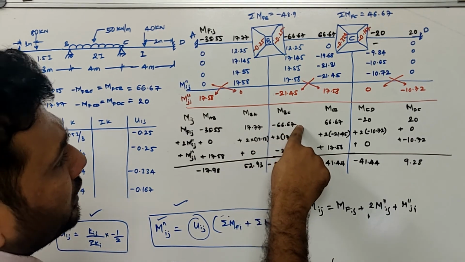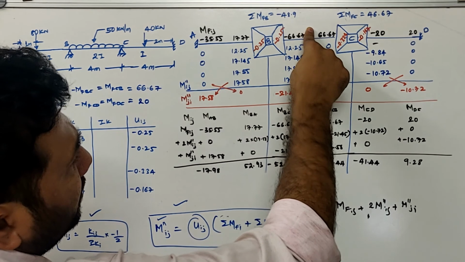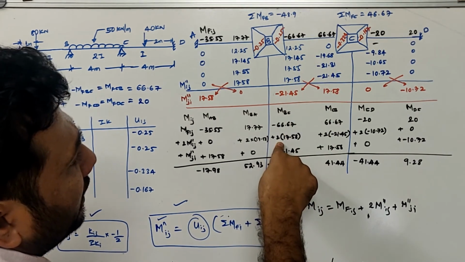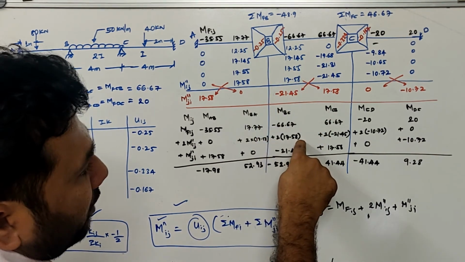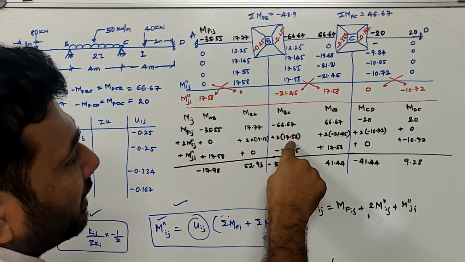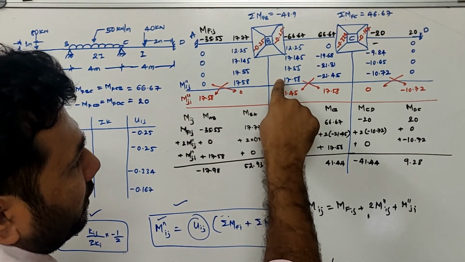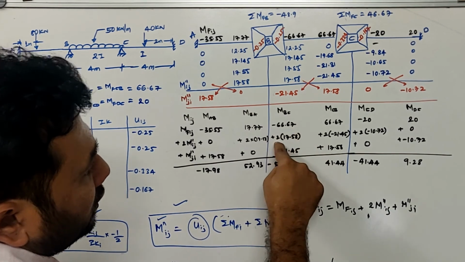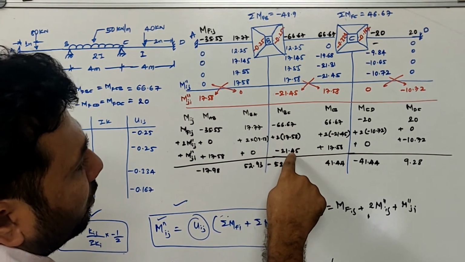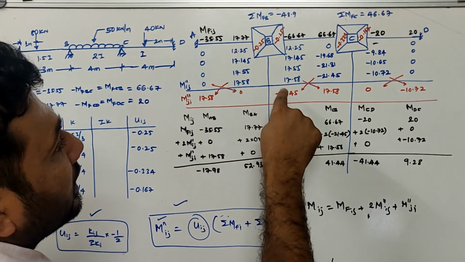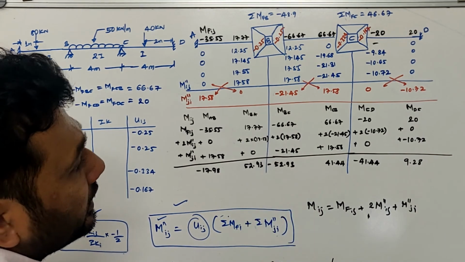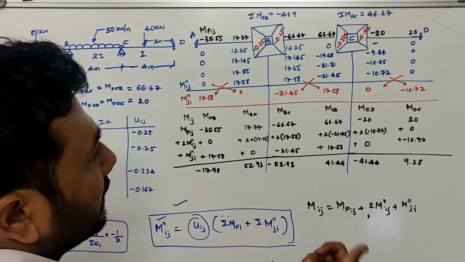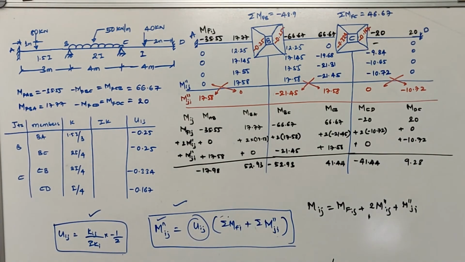Now look at BC. What is the fixed end moment at BC? It is minus 66.67. How much is the moment due to rotation at the near end? It is 17.58, so it has to be multiplied by 2. So minus 66.67 plus 2 times 17.58 minus 21.45. What is 21.45? It is the far end rotation moment. Taking the sum of this, I will get to know MBC. Similarly, you can calculate MCB, MCD, MDC. So this is how we have solved all the end moment values using Kani's method.